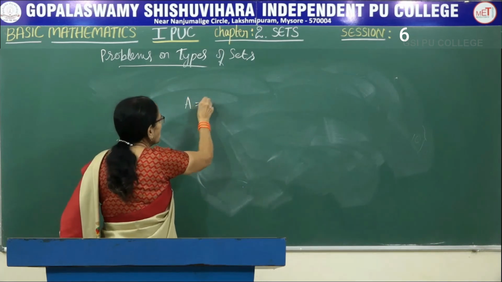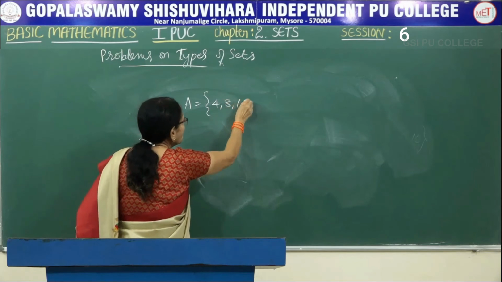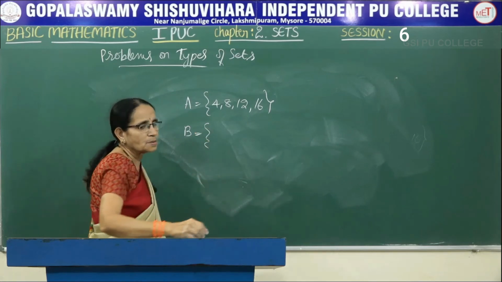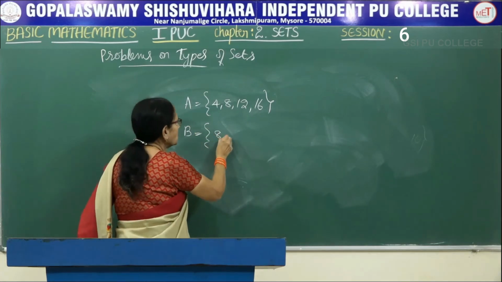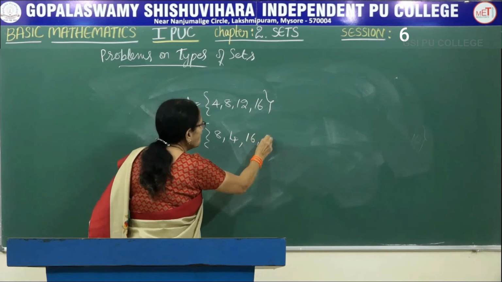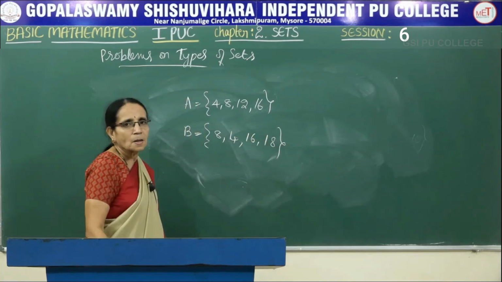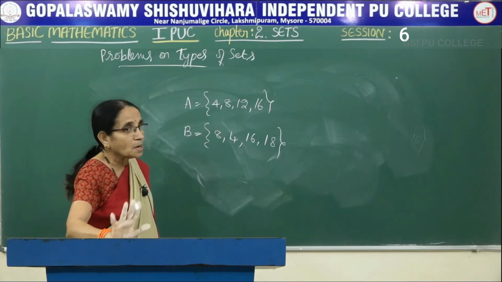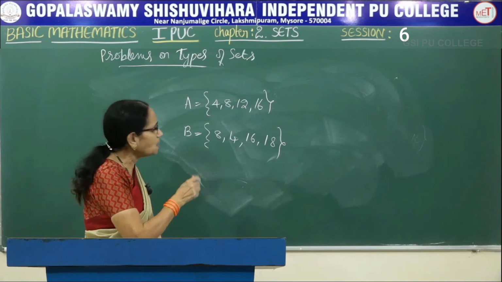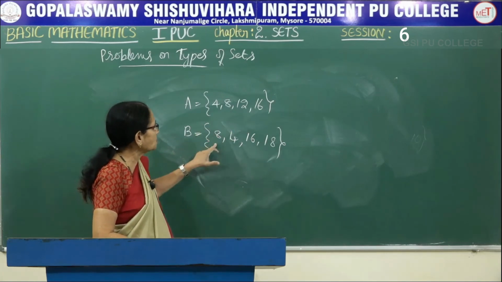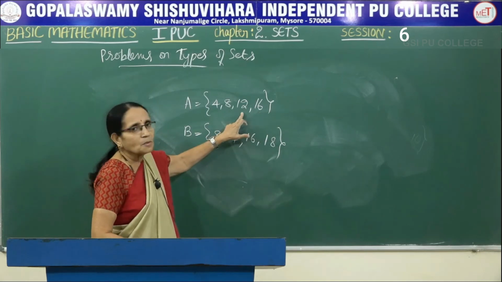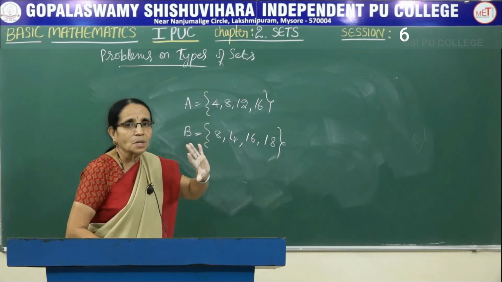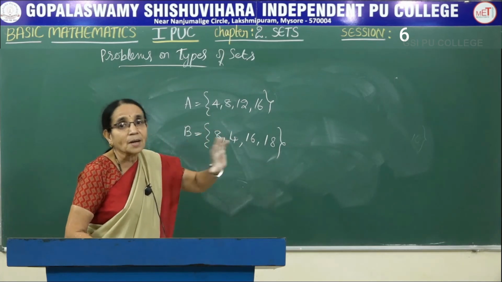A contains the elements 4, 8, 12 and 16. B contains the elements 8, 4, 16 and 18. Look at the elements. Both of them are containing same number of elements. Are they equal? See, 4 is there, 8 is there, 16 is there. But A is having a number 12, B is having 18. So, though the same number of elements are there, not the exact elements here.